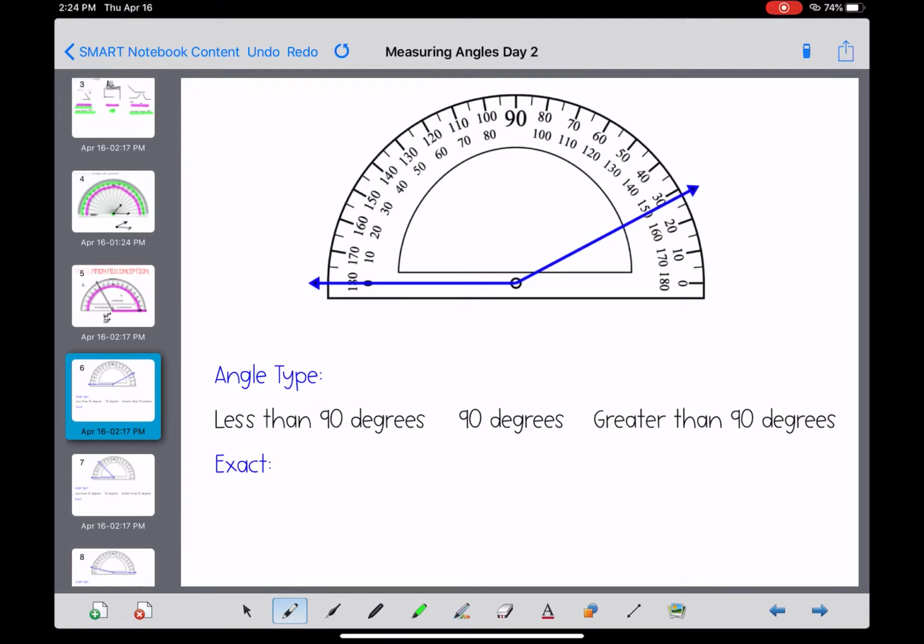So the first thing we have to do is identify the angle type. We have 3 angles. An acute angle is less than 90 degrees, or a small angle. A right angle is 90 degrees. It forms that square, the vertex, and an obtuse angle is greater. So if I'm looking at this blue angle, I can see it is greater than a right angle, so the angle type is obtuse.